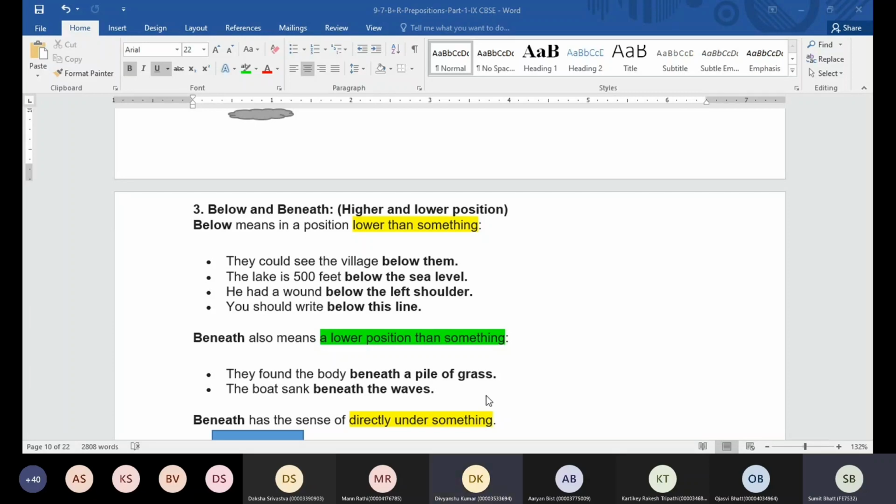Yes, beta. Sir, could you please repeat the difference between below and beneath, sir?